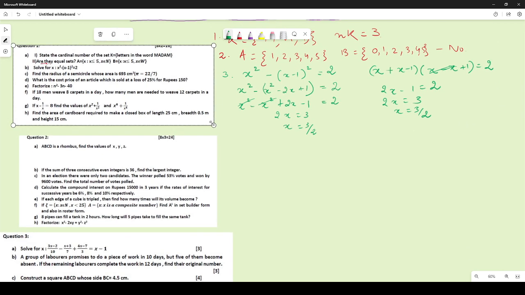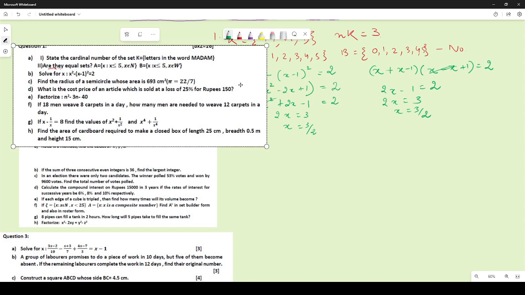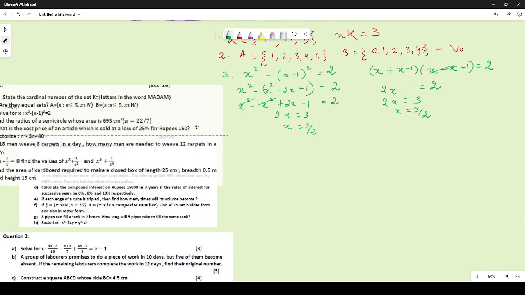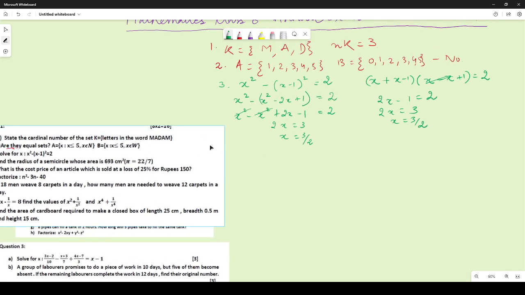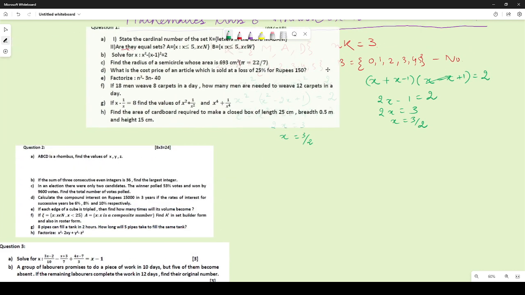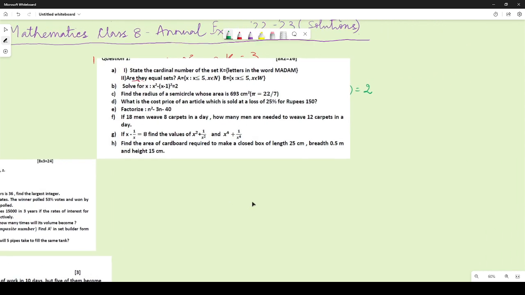Let me increase the size of this a bit so that we can keep checking this out. Alright, so or what we can do is, let us just keep moving it this side.